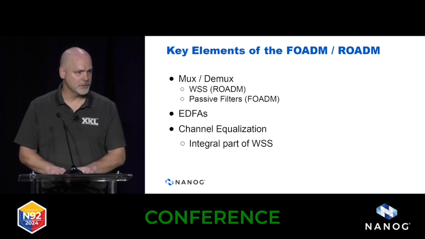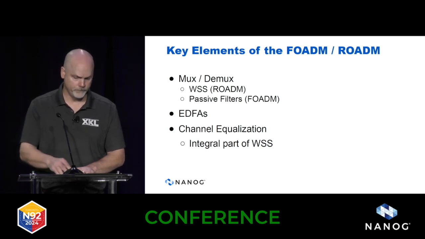So channel equalization is an integral part of a WSS. It will allow you to balance that power. Whereas with a FOADM, you'll need a separate equalizer in order to do that. Or some people just use attenuators and attenuate individual channels. And it really all depends on how big your network is, how many channels we're talking about, and what kind of complexity you have.